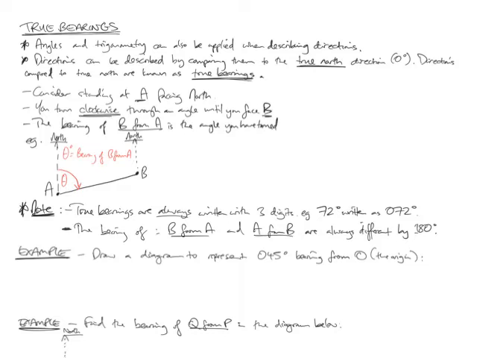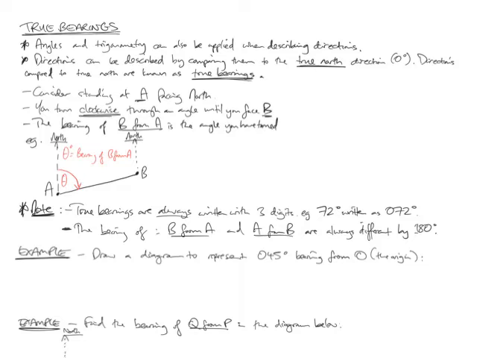So first thing to think about here is true bearings are always written with 3 digits, e.g. if you turn 72 degrees in this case, you would write it as 072 degrees, not just 72. And also the other thing to think about is the bearing of B from A, let's say here was 72, and A from B, are always going to be different by 180 degrees.